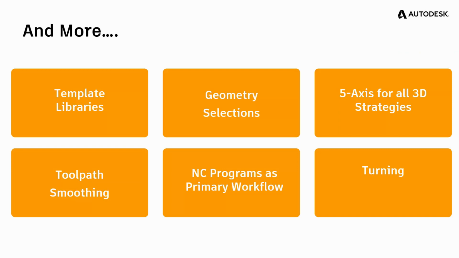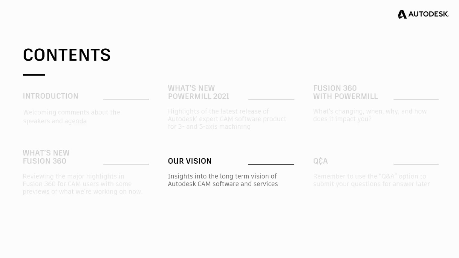We also continue to work on making NC programs the primary workflow within Fusion 360, as well as improving the turning capabilities in Fusion 360 by including more capabilities from products like FeatureCAM and PartMaker. So hopefully you can see we really are focused on continuing to put even more advanced manufacturing capabilities into Fusion 360 CAM capabilities.